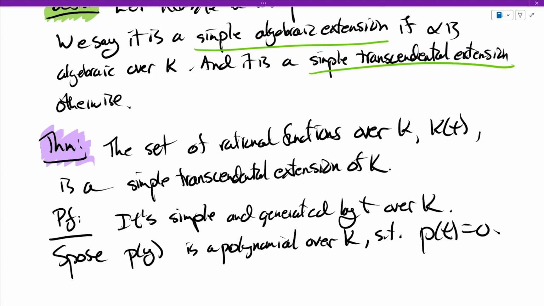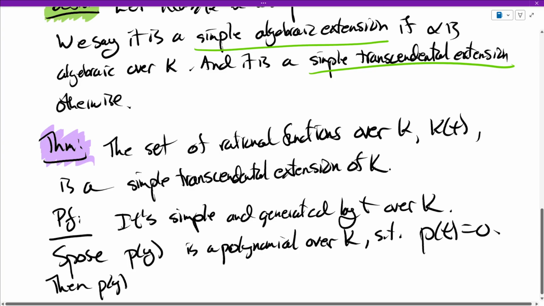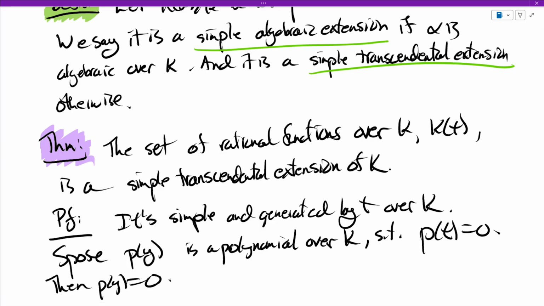But t is also just another variable. This is just changing the variable y to t. How could it happen that when you took a polynomial with a variable y and you change the variable to t, you get 0? Well, that only happens if the original polynomial was 0. So the only polynomial equation that t satisfies over K is the 0 polynomial. So t is transcendental over K.